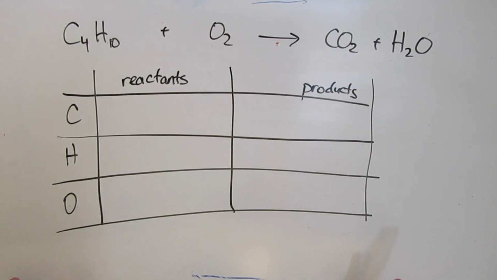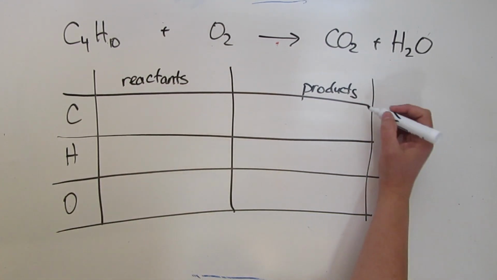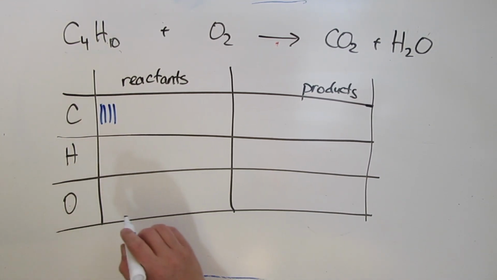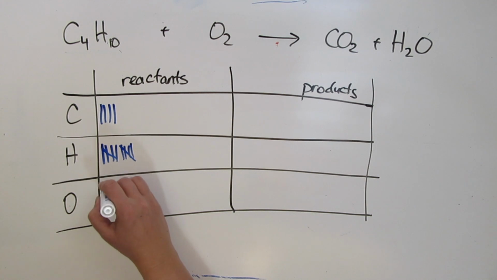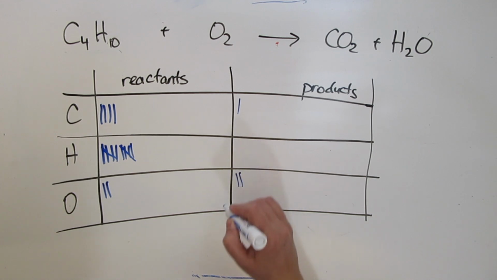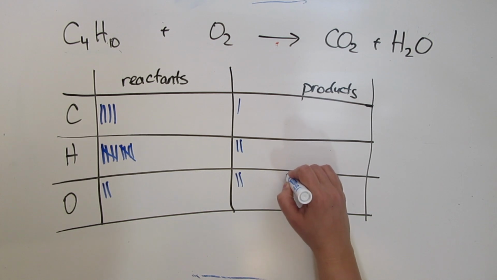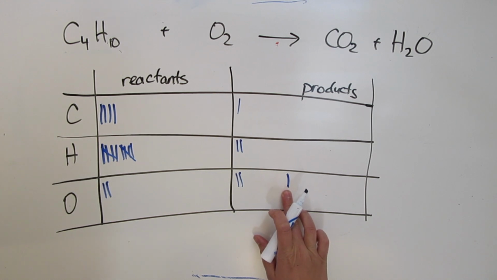So now let's do that using the tally mark method. I've laid things out. Again, we have carbon, hydrogen, and oxygen. We have reactants and we have products. And let's go ahead and start. We have 4 carbons on this side. We have 10 hydrogens. And we have 2 oxygens. We have 1 carbon on this side. We have 2 oxygens. And I'm going to actually keep the oxygens in 2 separate parts.